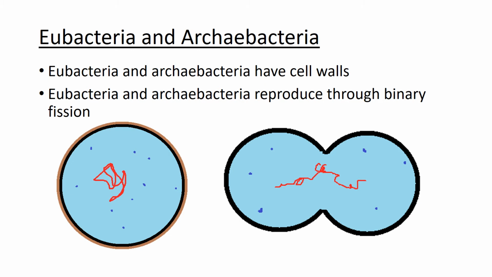Eubacteria and Archaebacteria reproduce through binary fission. They simply split in half. They copy their DNA, and the DNA in this image on the right is in red. So you can see the DNA has been copied, and one strand, it's a double strand because it's DNA, but one strand is moving to the left, another strand is moving to the right. And this cell is simply going to split in half, and you'll have two identical cells. That's binary fission, and that's how virtually all Eubacteria and Archaebacteria reproduce.